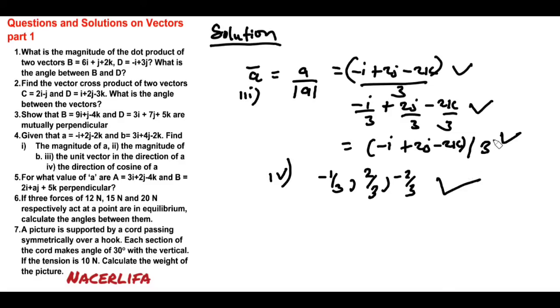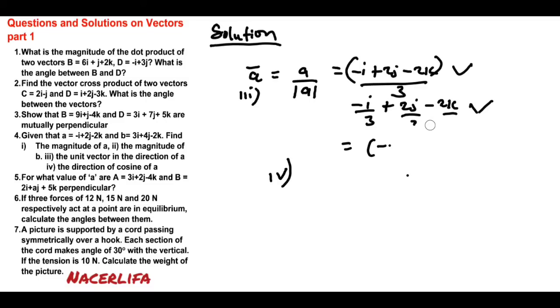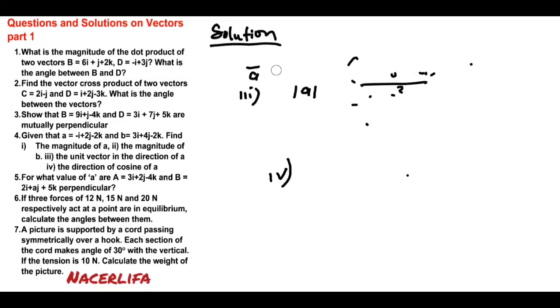The fifth question says, for what value of a are these two vectors perpendicular? Two vectors are perpendicular if the angle between them is 90 degrees. They are parallel if the angle between them is 0. And they are coplanar if when you find the determinant, it gives you 0. So in this case, we want to find the value of a if those two vectors are perpendicular. How do we do that?